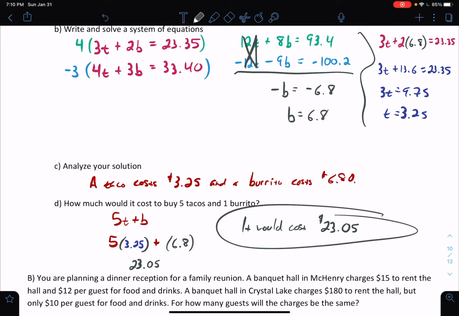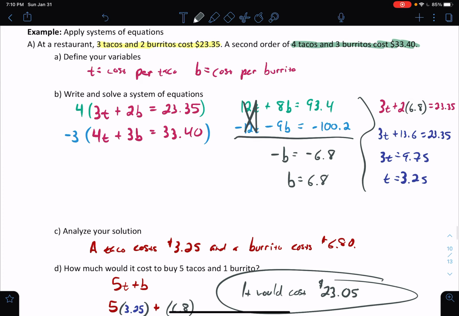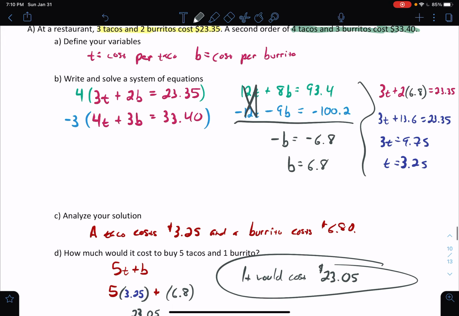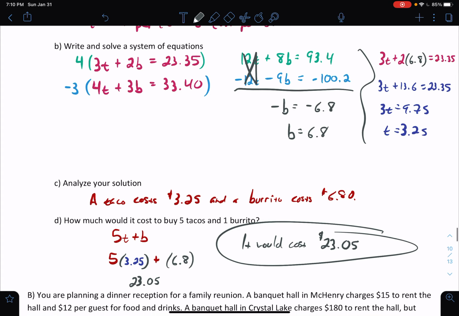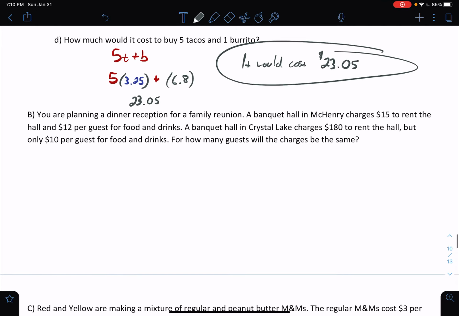All right, so that's how we can do an application problem. Define the variables, set up your system, solve it normally, analyze what those numbers mean, and then we can use those numbers to answer further questions. Okay? Let's go on to the next one.